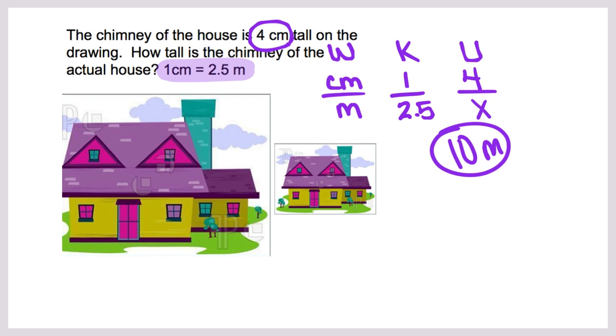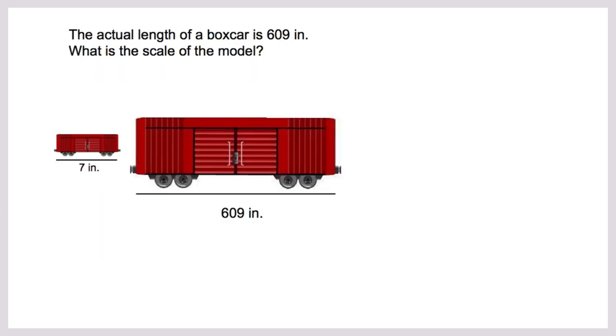Okay. So the next question underneath that one is some box cars from a train. It says the actual length of a box car is 609 inches. So this picture is showing us an actual measurement, 609. The 7 inches is the model. We have a model and we have the actual box car. We're being asked to find the scale.